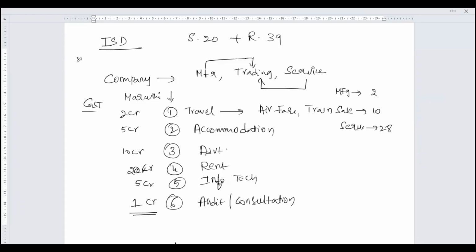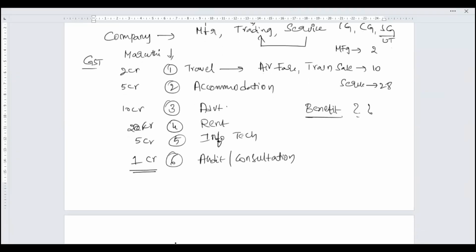Question comes, where should the benefit of that particular input tax credit go? The business is not that simple. When we talk about e-travel, I'll have IGST, I have CGST, I have SGST. Also, I may have UTGST also, for few union territories. So when I talk about registration, state 1, state 2, and so on till state 28.